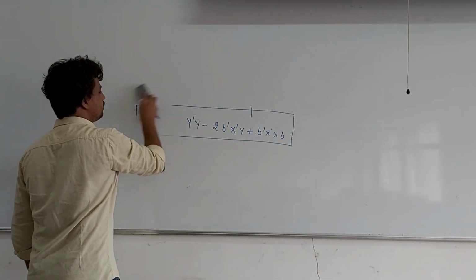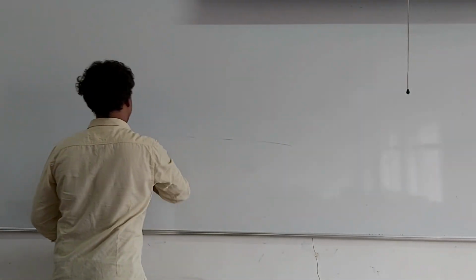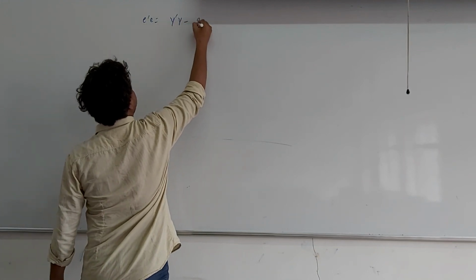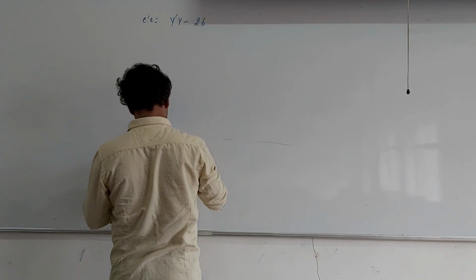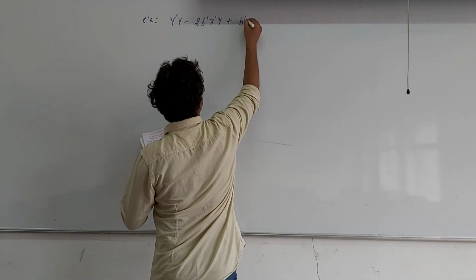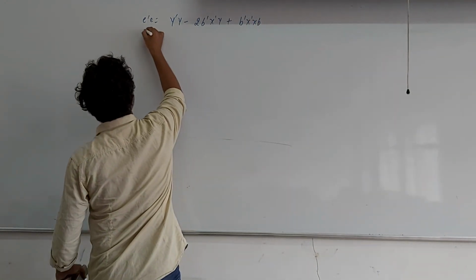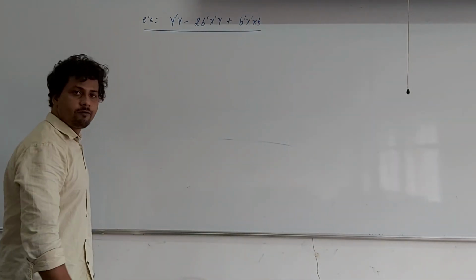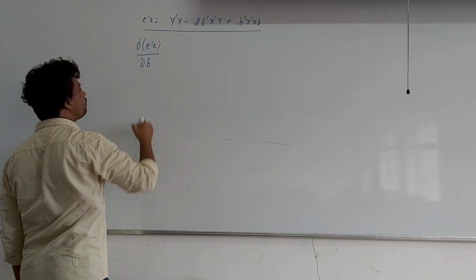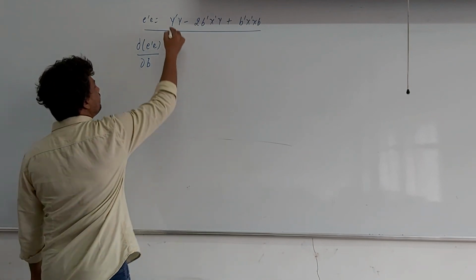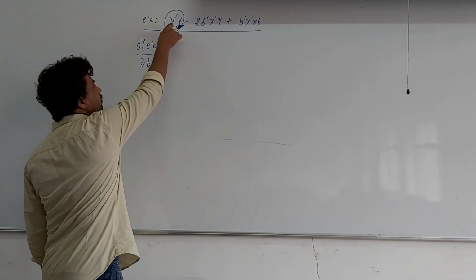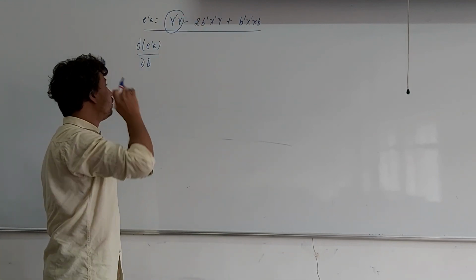Let me write this above. So E transpose E is Y transpose Y minus 2B transpose X transpose Y plus B transpose X transpose XB. This is my term. And what I have to do is take a differential with respect to these unknown population parameters. So you must understand this term Y transpose Y does not contain any term of beta B. So its differential will always be equal to 0.